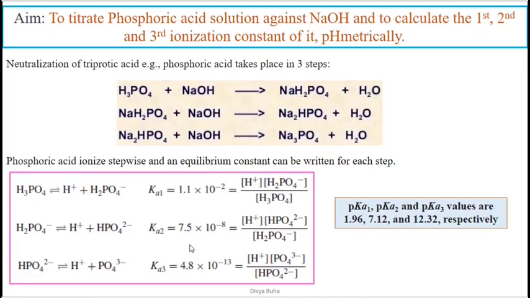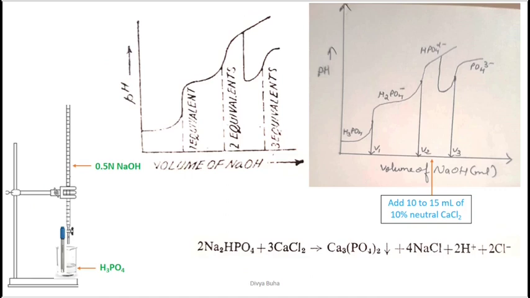Over here you can see that the ionization constant for the last step is 10 raised to minus 13. So it is much less than 10 raised to minus 9. Whenever the ionization constant value is lesser than 10 raised to minus 9, it is difficult to observe a proper pH break in the titration curve, right? So you cannot observe the equivalence point, and you won't be able to get the third equivalence point.